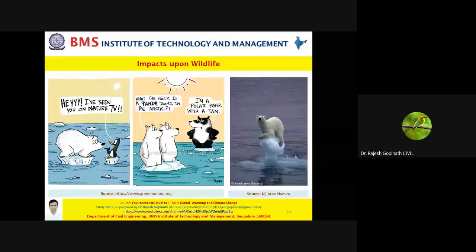For instance, if you're taking a look at the wildlife, okay, more than 1/3 of the wildlife has been lost. They have been pushed to extinction due to global warming. Okay, these images, please understand, let us say I give you an example of a penguin or a seal, or let's say a polar bear, okay, or let's say a tortoise, for instance.